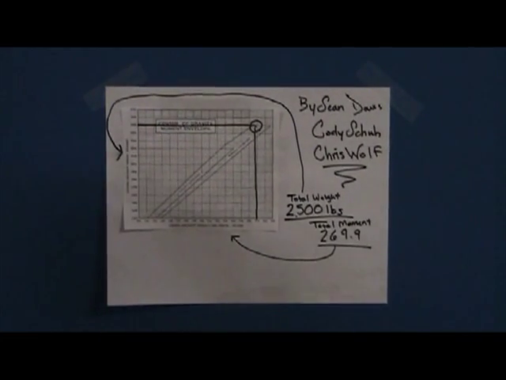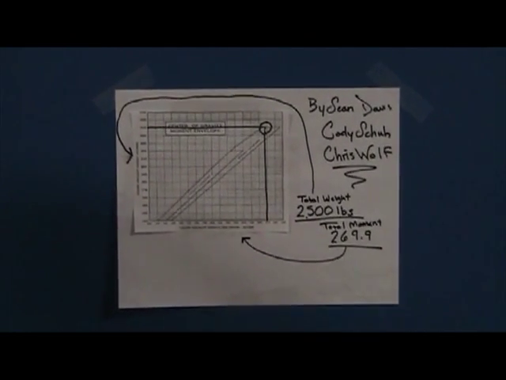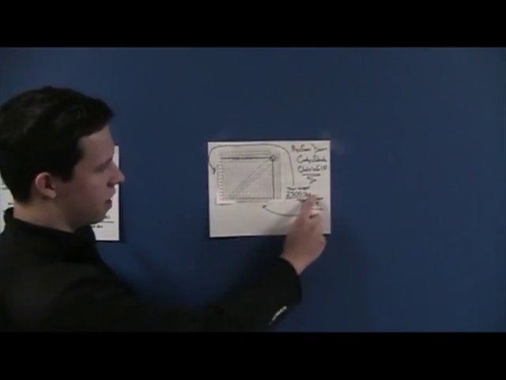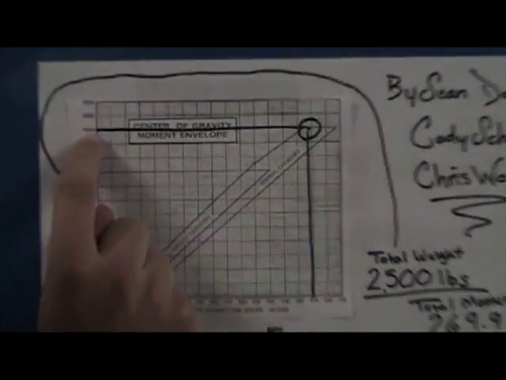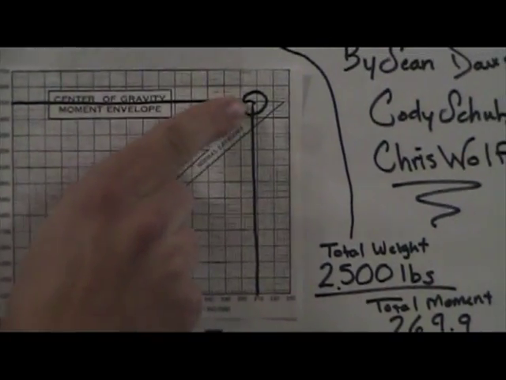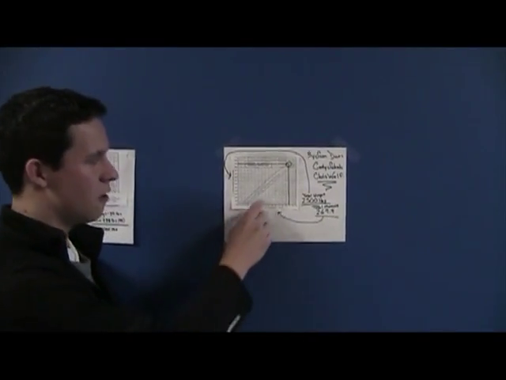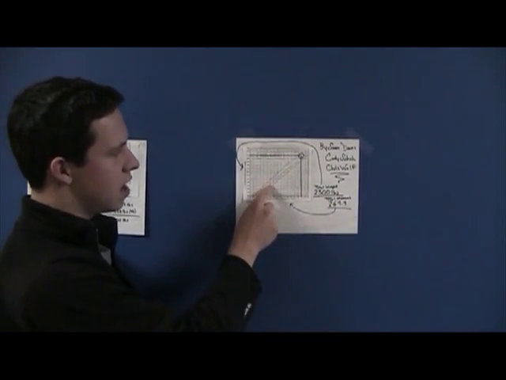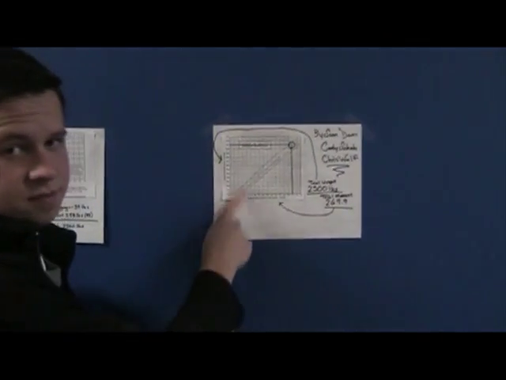In order to figure the center of gravity, to make sure our center of gravity is not too far forward or too far aft, we must first take our weight of 2,500 pounds, put it on the center of gravity moment envelope, find 2,500 pounds, go over, and then find our total moment, 269.9, just shy of 270, go up and make sure we are in the long rectangular box. If we are not in the long rectangular box, we must move weight forward or back. But the main goal here is to get into this box, no matter what your weight.